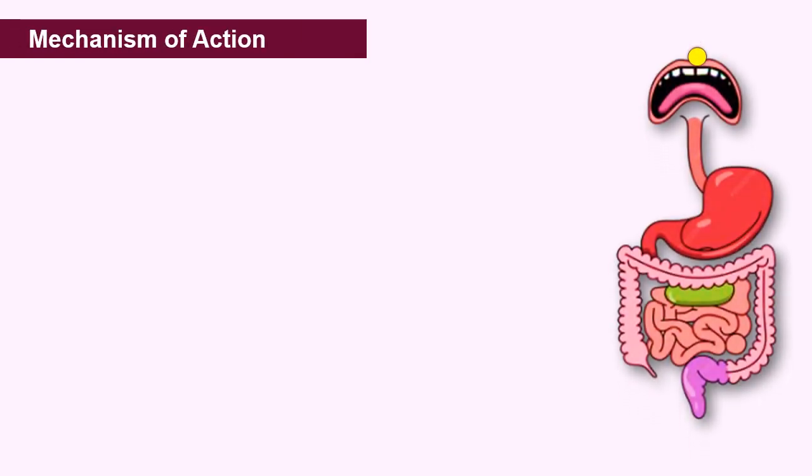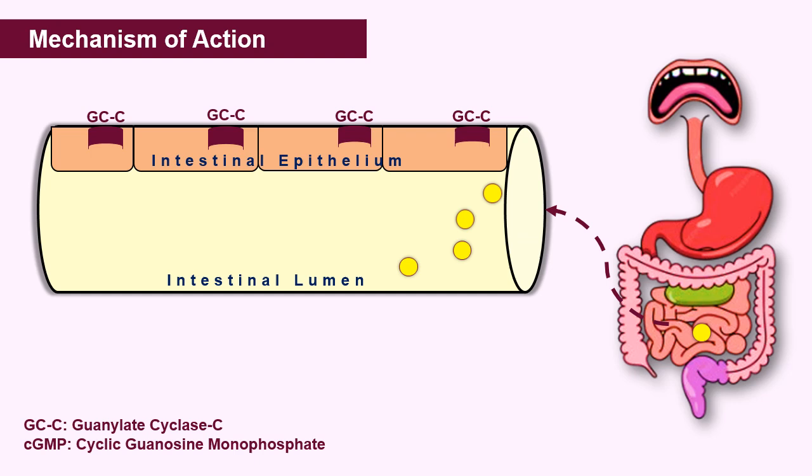Mechanism of action of linaclotide. After taking linaclotide, it travels from the stomach to the intestine without being absorbed into the bloodstream. In the intestine, linaclotide binds and activates specific receptors called guanylate cyclase C on the luminal surface of intestinal epithelium.